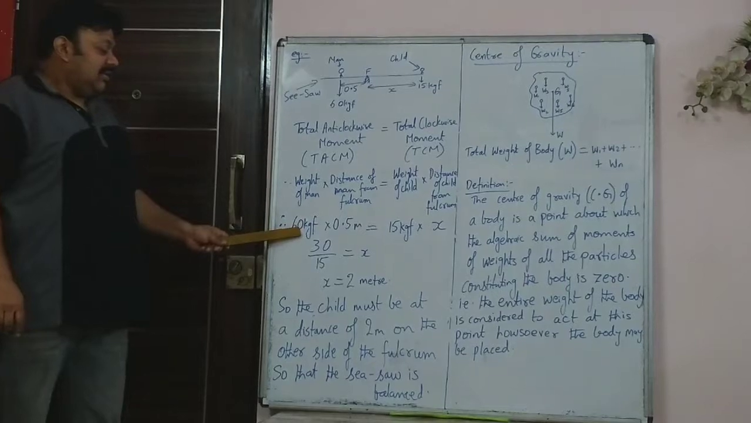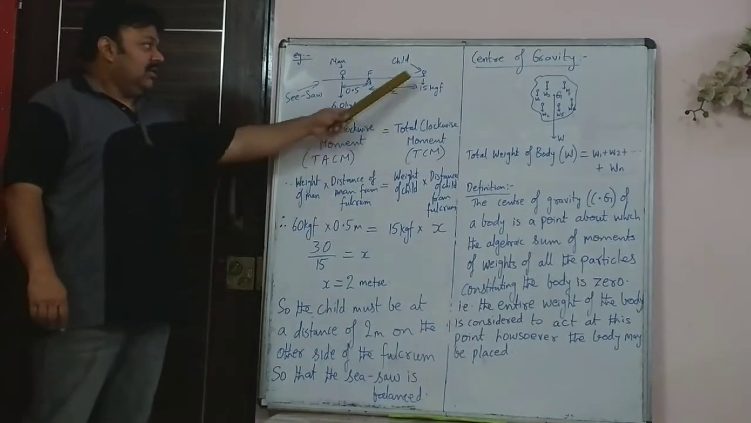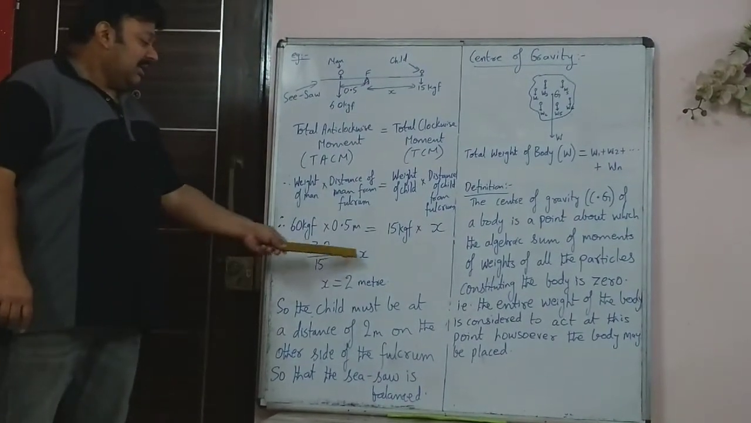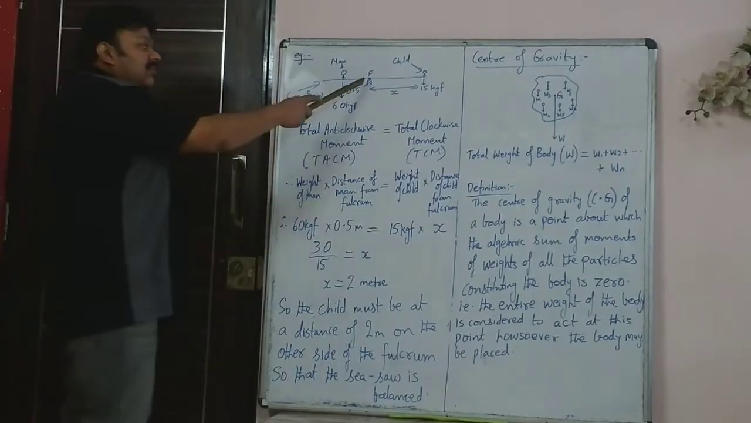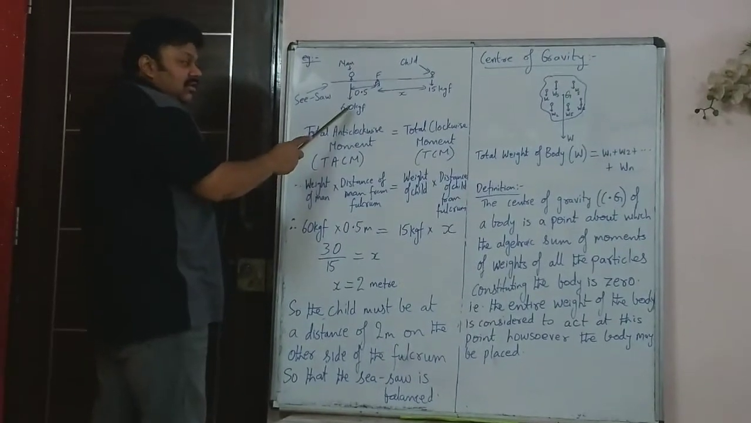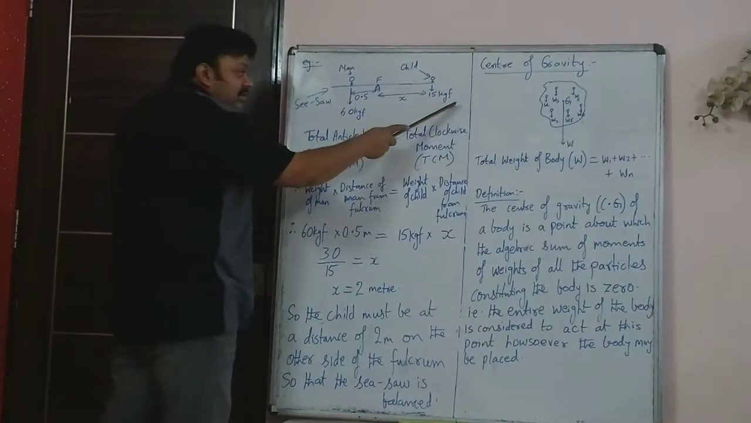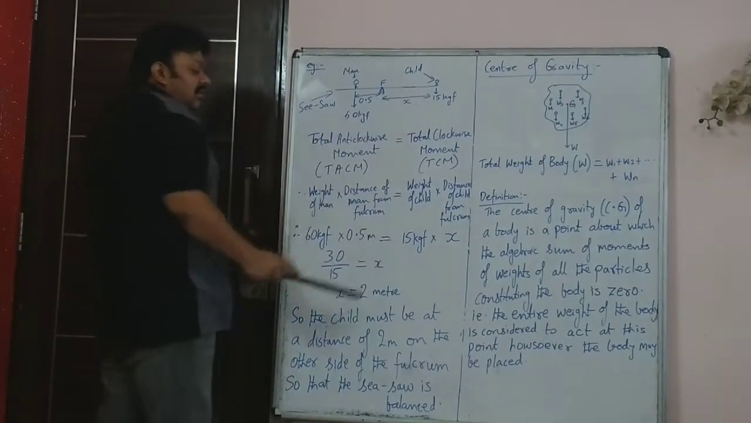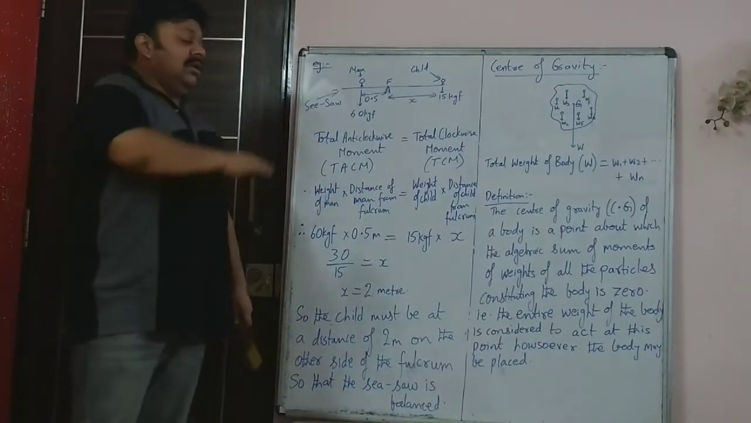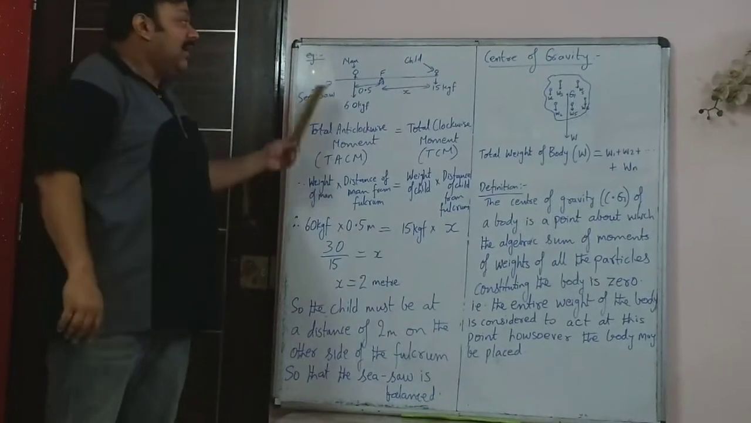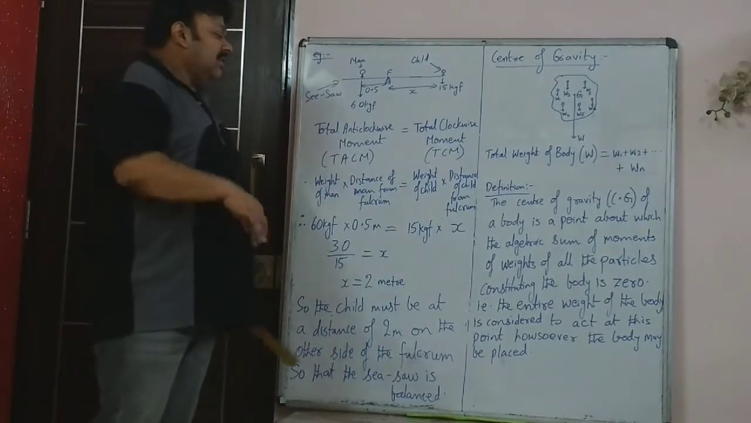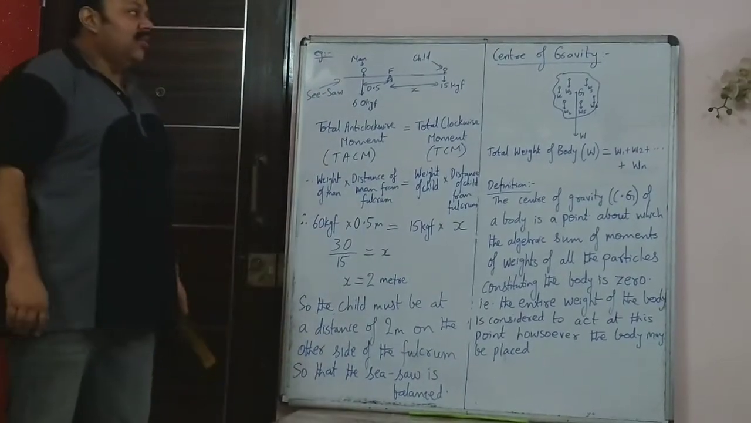So weight of man is 60 kgf into 0.5 is equal to 15 kgf into x. So 30 upon 15, that is x, would be 2 meter. So if the man was sitting at a distance of 0.5 meter away, because his weight was 60 kgf, the child whose weight is 15 kgf must sit at a distance which is 2 meter away from the fulcrum on the other side. Only then the seesaw will be balanced and in the horizontal position, parallel to the ground. So this is a simple example of the principle of moments.